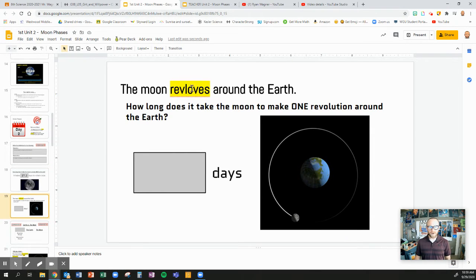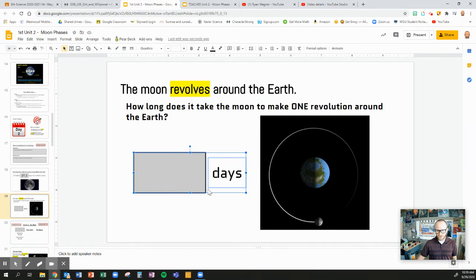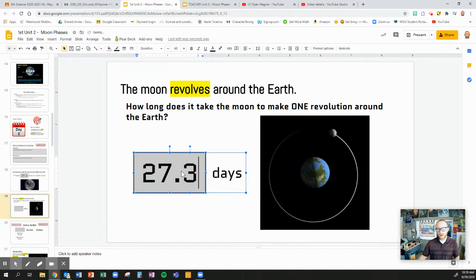Okay. Now let's go to 19. How long does it take? There's a typo here. Revolves. Whoops. How long does it take the moon to make one revolution? So how long does it take to go from right here all the way around to the same spot? Well, for this one, you might have to click twice. So click on the box, then click on it again. It takes 27.3 days to revolve once. Well, wait, Mr. Wagner, doesn't it rotate in 27.3 days? Aha, we're going to talk about that in just a second.